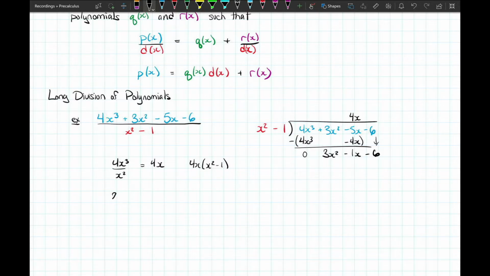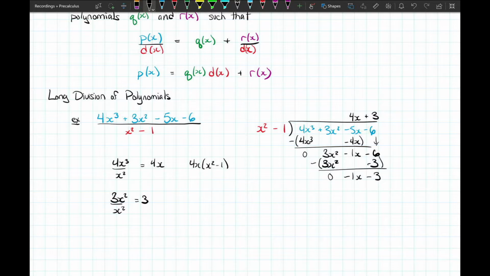Leading terms, once more, 3x squared divided by x squared is just going to be 3. And that's going to be our last column here, the constants column. 3 times x squared and 3 times minus 1, making sure they go in the correct columns, and then we subtract. 3x squared minus 3x squared is 0, and then negative 1x minus nothing is negative 1x, and negative 6 minus negative 3 is minus 3.